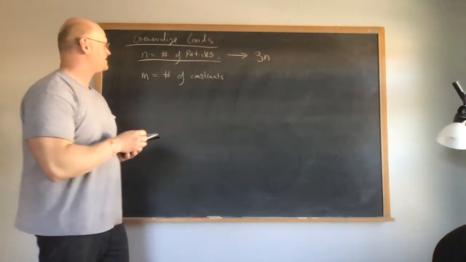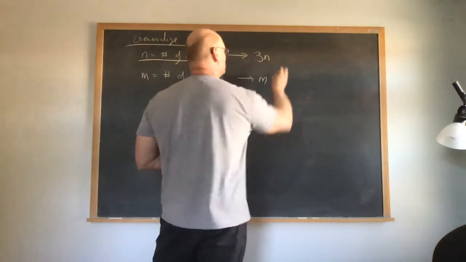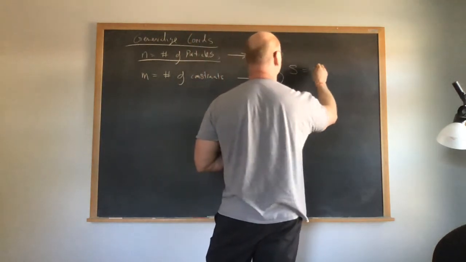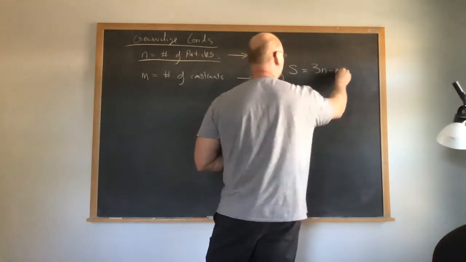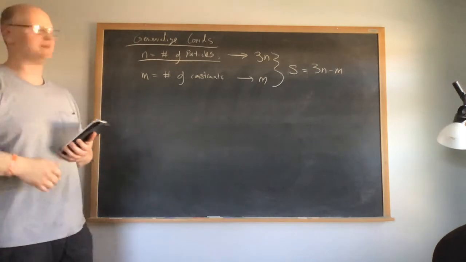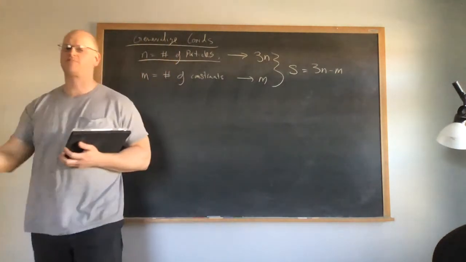Which means that this is going to give an additional m number of constraints, which means then that the total number of coordinates I'm going to need is s equal to 3n minus m worth of coordinates, right? So I'm going to have to specify this thing in some sort of 3n minus m dimensional space. Okay?